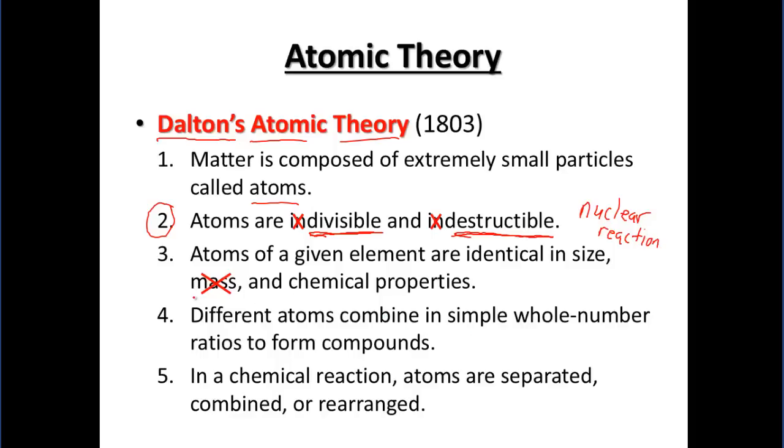And we're going to find out later on that the mass of identical elements or atoms can be different. We're going to find out this term is called isotopes: atoms that have different mass but are the same element. Besides that, he was pretty much on the right track with all of the rest of his ideas.